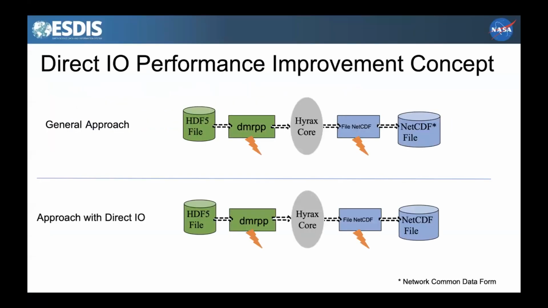So that's my talk. In these slides, you see two charts. Basically, they are identical. Let's focus on the upper part, the general approach. This is the pipeline of a popular Hyrax service, at least for NASA data, called the File HDF service. On the left, you have an HDF file, and it can be either on the local disk or in the cloud. It doesn't matter. The DMRPP module will read the data into memory, and then the Hyrax core will do some data manipulation, and then pass the data to the File HDF module. The File HDF module will write the data into an HDF4 file.